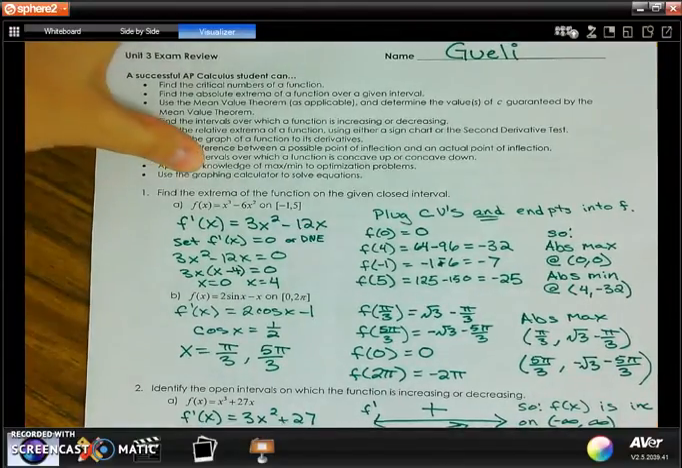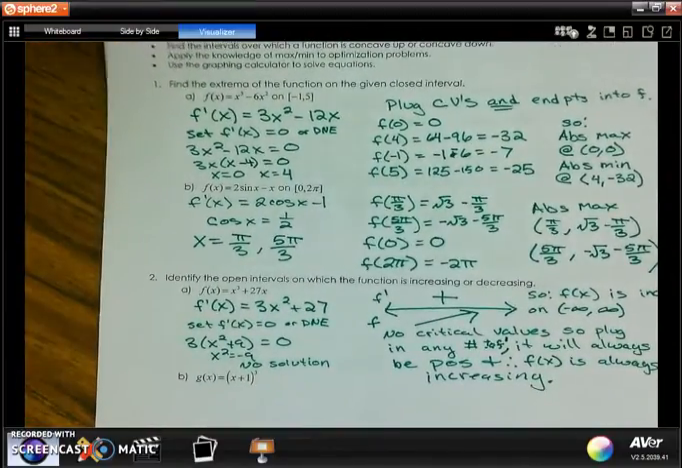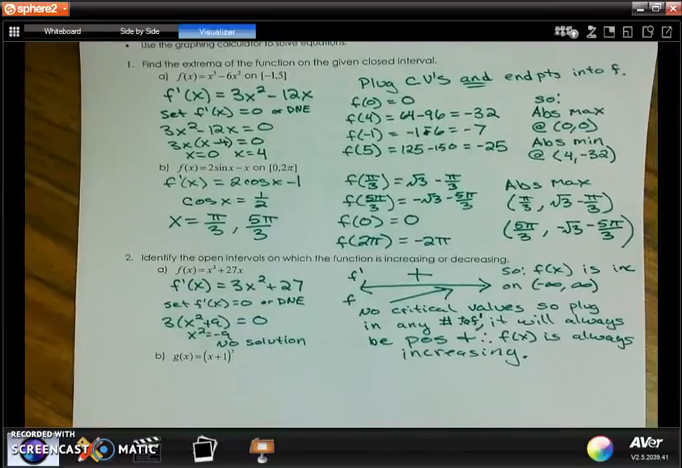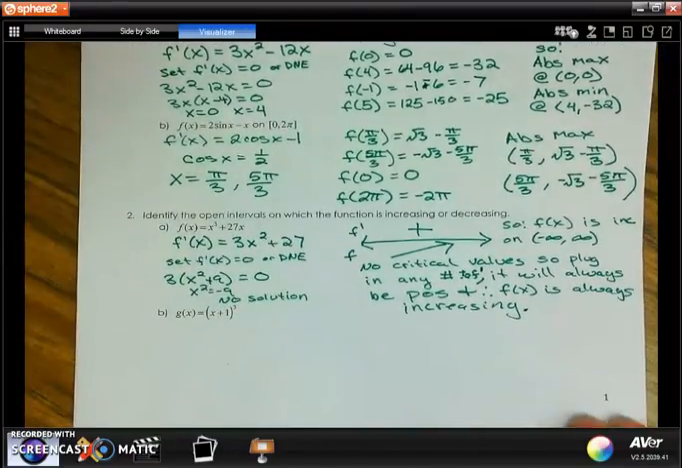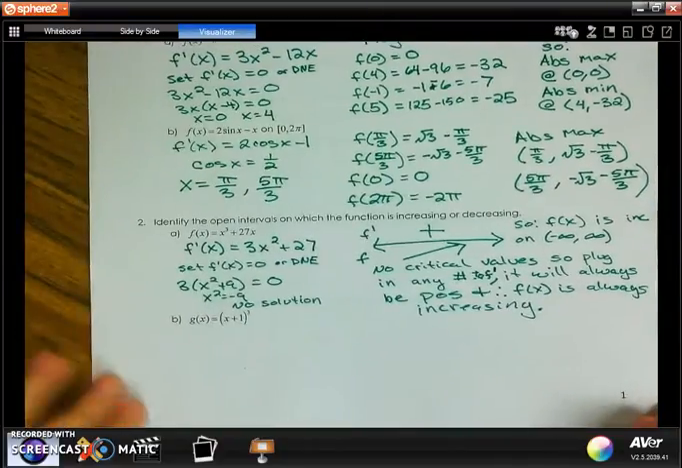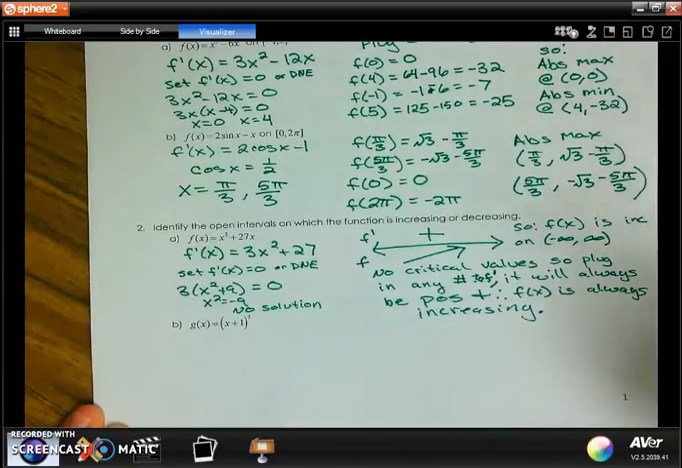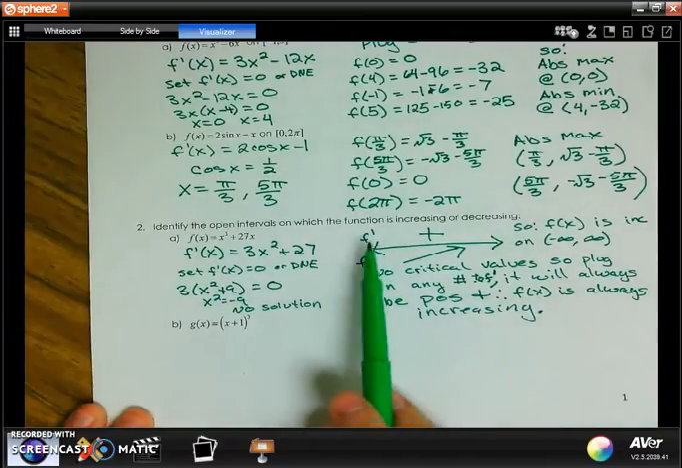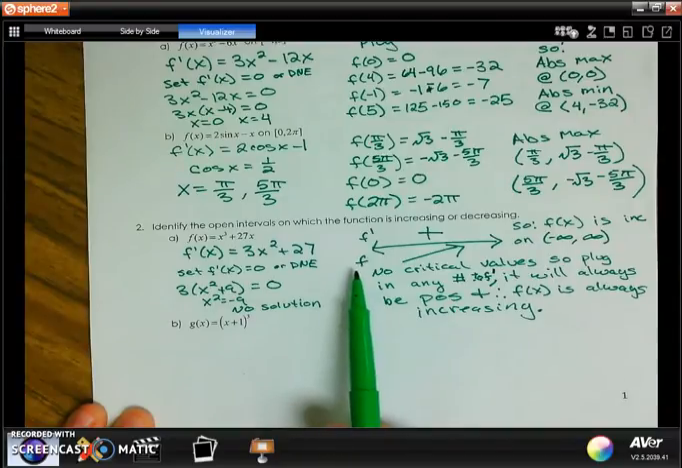Now, in example number 2, they're asking to identify the open intervals on which the function is increasing or decreasing. That's the classic first derivative test. What we want to do here is set the derivative equal to 0, find where the derivative does not exist, and then do a sign chart. Remember, a sign chart tells you, when you plug in, whether the derivative is positive or negative, and that tells you the behavior of the original function.